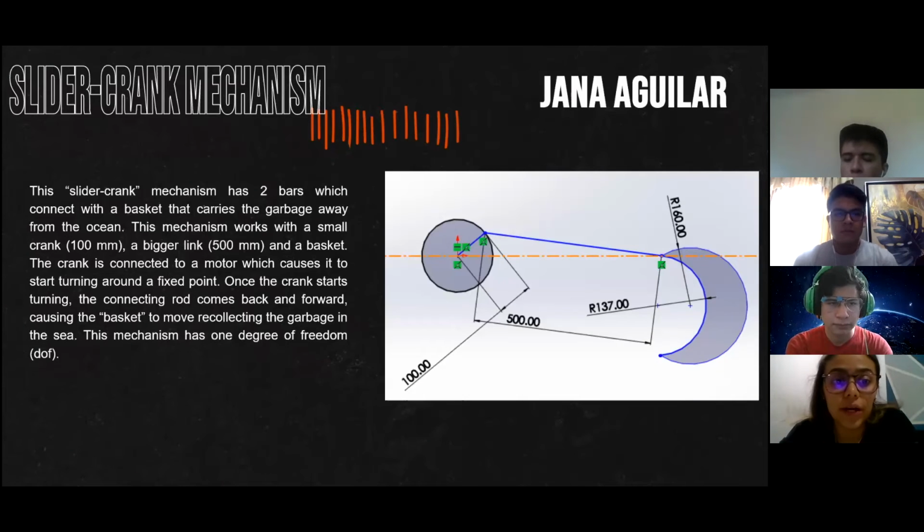This slider crank mechanism has 2 bars which connect with a basket that carries the garbage away from the ocean. This mechanism works with a small crank of 100 millimeters, a bigger link of 500 millimeters, and a basket. The crank is connected to a motor which causes it to start turning around a fixed point. Once the crank starts turning, the connecting rod moves back and forth, causing the basket to move, collecting the garbage in the sea. This is why this mechanism has 1 degree of freedom.